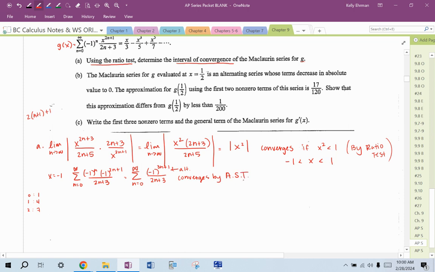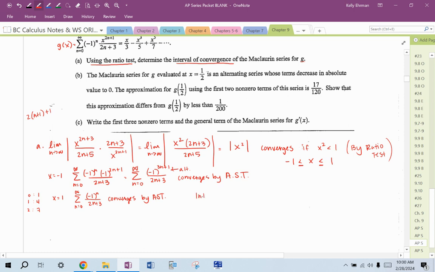You should write this out on the real AP test. We have 20 of these, so I'm trying to save time here. Okay, so we are going to include the endpoint -1, and we're going to show what happens if we plug in 1, the other endpoint. So then the series goes from 0 to infinity. You have -1 to the n, which was there to begin with. 1 to the 2n plus 1 doesn't need to get written down, over 2n plus 3. Well, that's also a convergent alternating series, converges by alternating series test. So both of these endpoints are included.